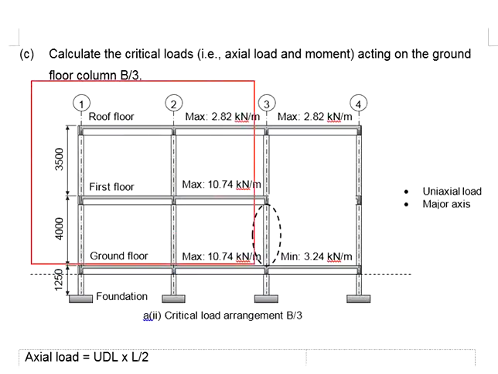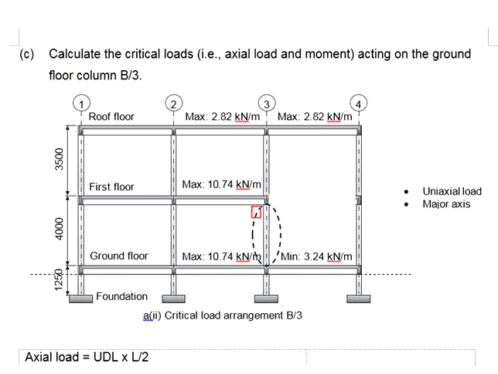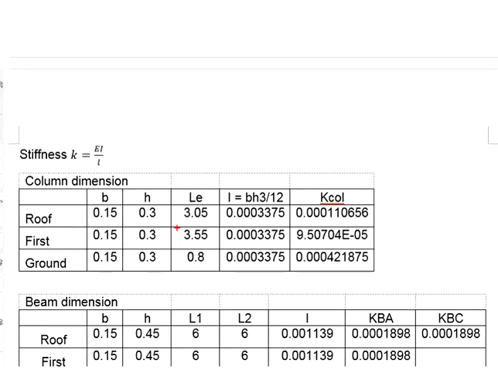This you will need to refer to the elevations of the frame. To get the effective length of the column here, you will need to refer to the story height minus the beam height in order to get the clear span of the column. 4 meters minus 0.45 meters, which is the dimensions of the beam, you get 3.55 meters. This is how you get this 3.55.